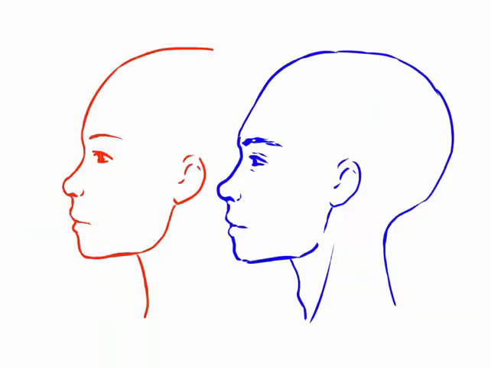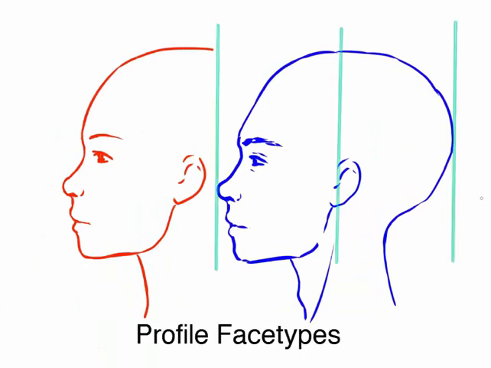Moving on to a side view, we can see that we have our skull divided into face part and the skull part. If you make the skull a little bit bigger, then you will have a smaller face and you will end up with a more babyish look.